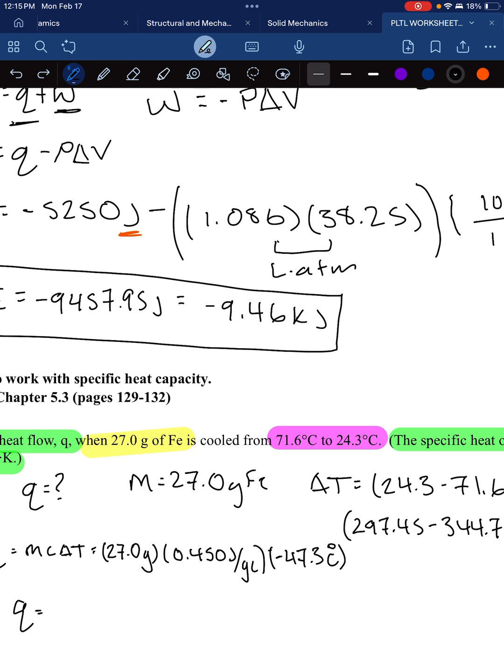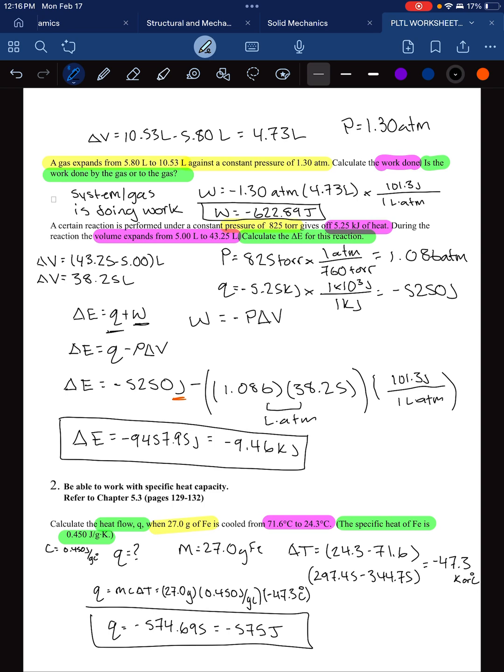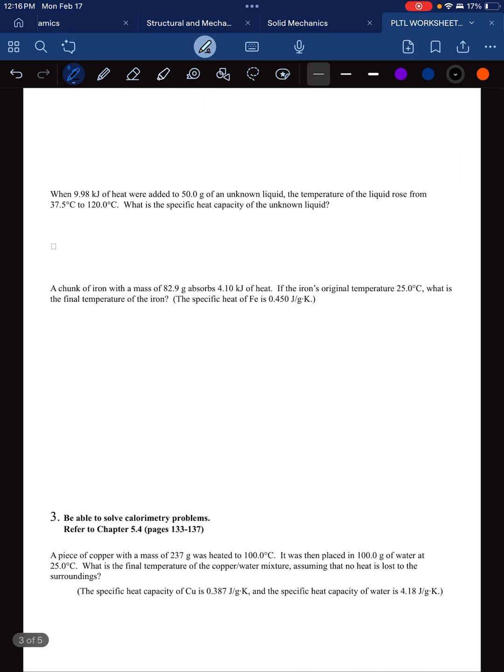0.450 times negative 47.3. And I'm getting negative 574.695. And let me double check my answer. Yep, I think this is actually the correct sig figs here. And that would be in joules. Nice. All right, next one.